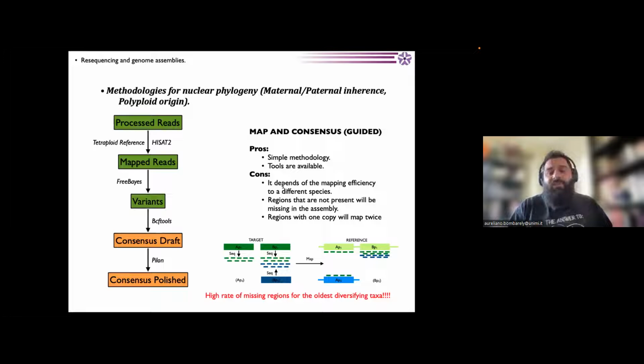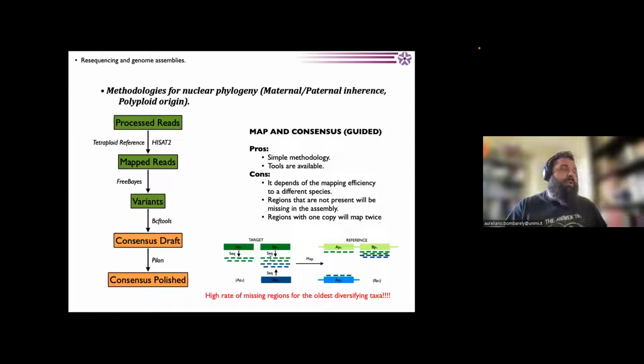So first, we have a different mapping rate. The ones that are closer to benthamiana have a higher mapping rate than the other ones. But the thing that worried us more is that you may have regions that are not present in the reference that you may have duplicated in the one that you are trying to rebuild.